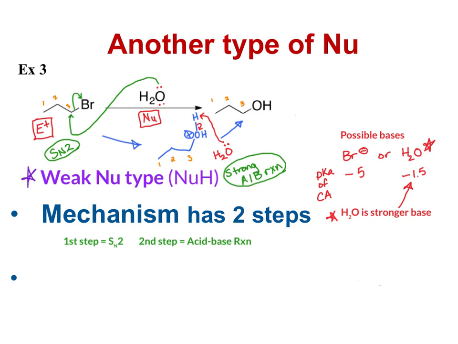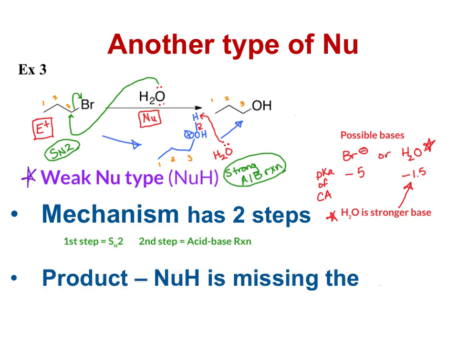And again, the other difference is the nucleophile, and that's going to determine how we draw the product. For the first type, you just took the nucleophile and switched it with the leaving group. In this case, you have to take off the leaving group, add the nucleophile, but then you also have to remove the extra hydrogen. So you have to take that off as well.